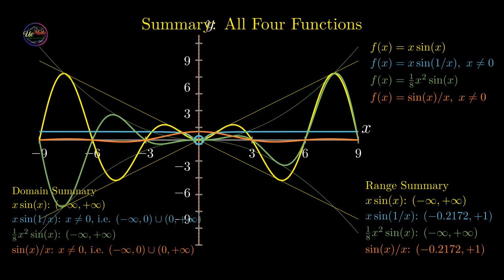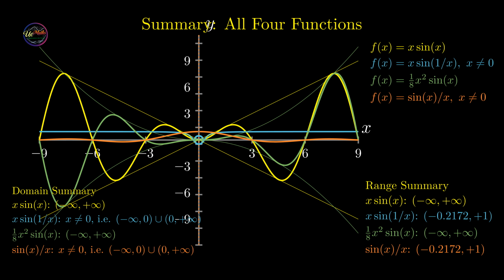Observation 2. Range. All four functions do not have the same range. Though f of x equals x times sine of x and 1 over 8 times x squared times sine of x have range equal to all real numbers, because these two functions are unbounded and oscillate through all values. x in the denominator affects the range of the other two functions, but these were the same.